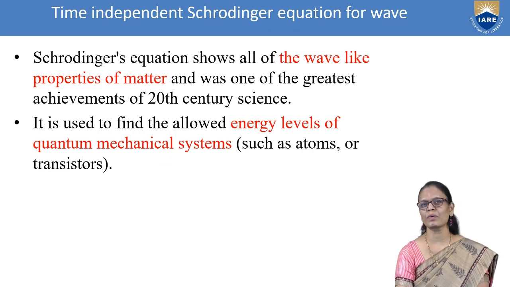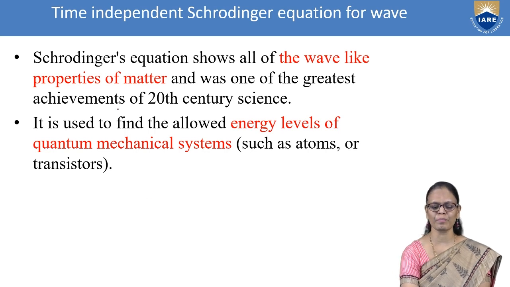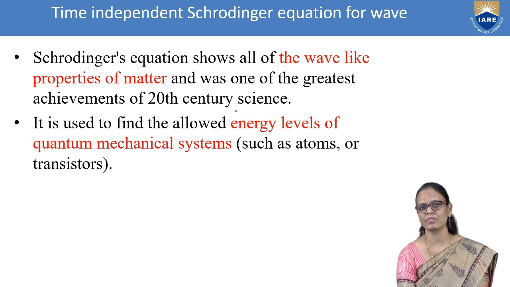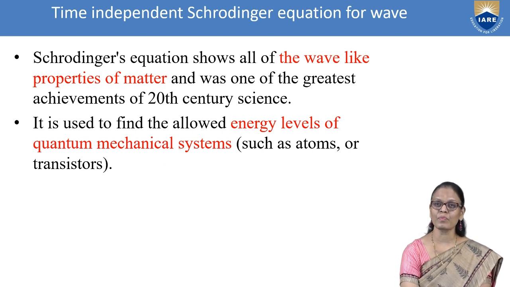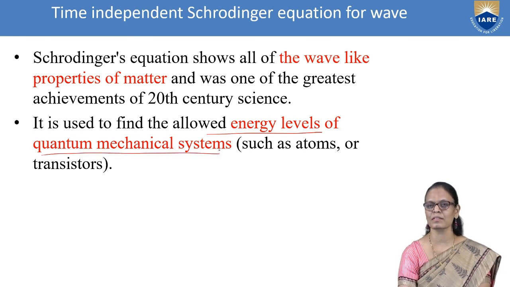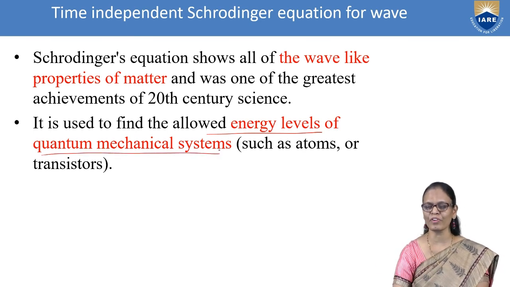Now, Schrodinger wave equation shows all the wave-like properties of matter, and it was one of the greatest achievements of the 20th century science. So, once he could give an equation, you can find all the other details about the quantum mechanical system. And then it was used to find the energy levels of quantum mechanical systems. So it is the other way around. Now we know where the electrons exist, what is there in an atom, what are the energy levels.